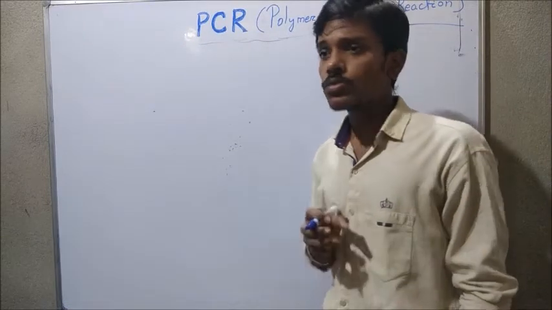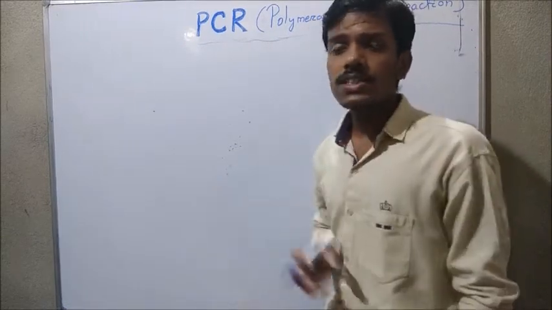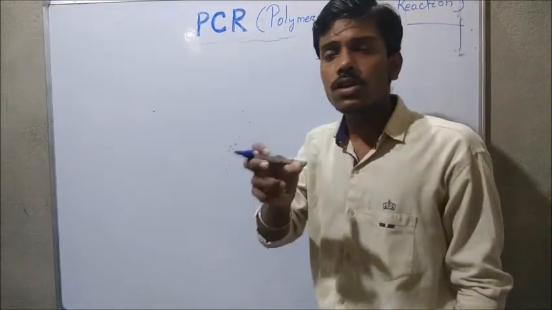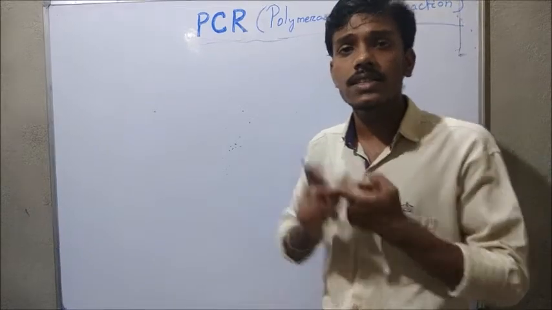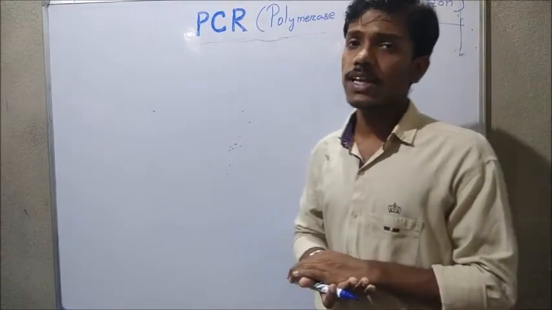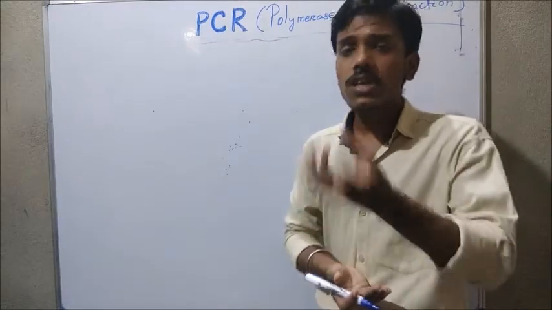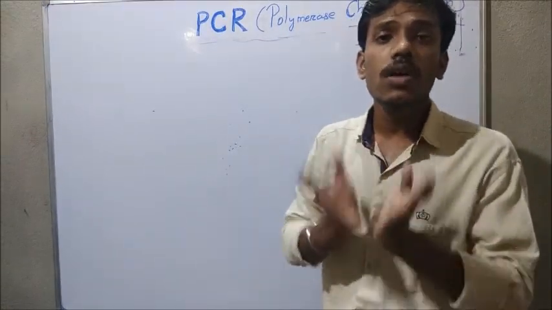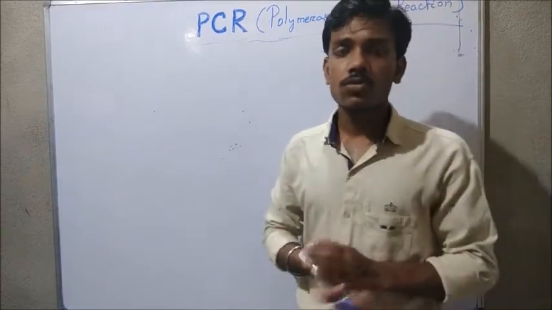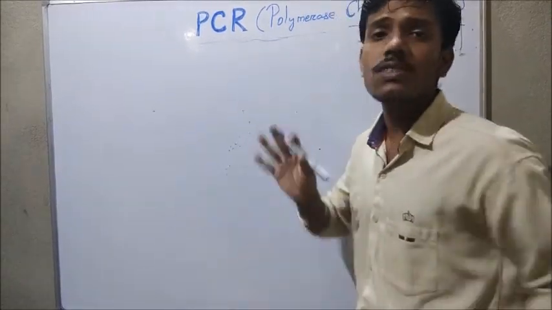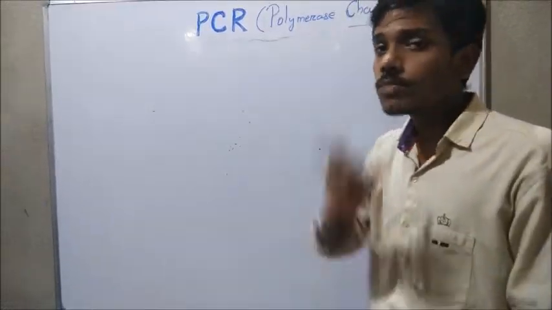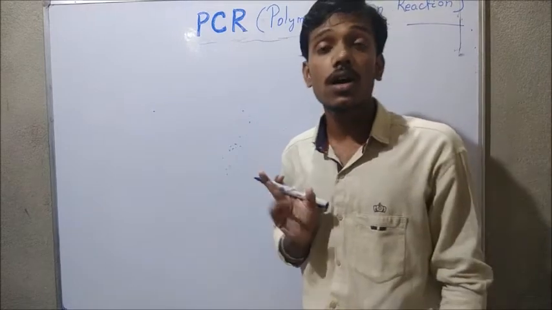Okay, we have to isolate a DNA from a particular organism. In a particular organism there is a gene, and we know that the gene is responsible for a particular character, or that gene will be responsible for the production of a particular product. If we want that gene, first of all we have to isolate that gene from that particular organism, the donor organism.